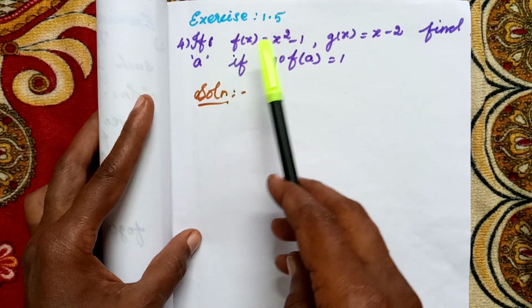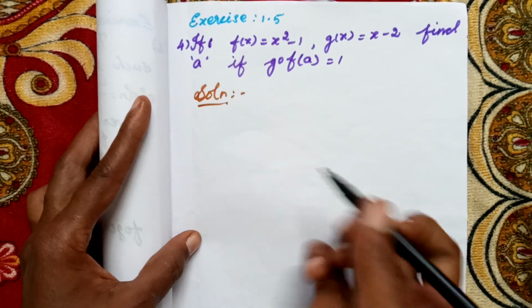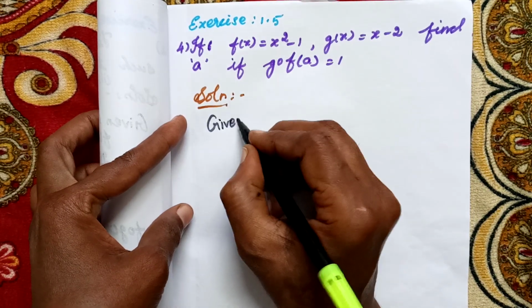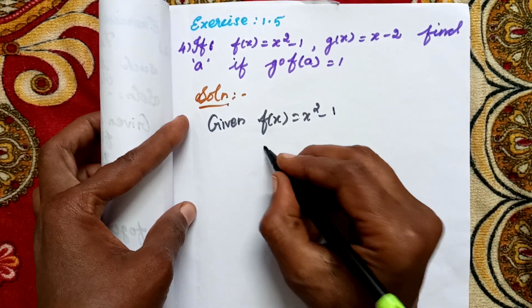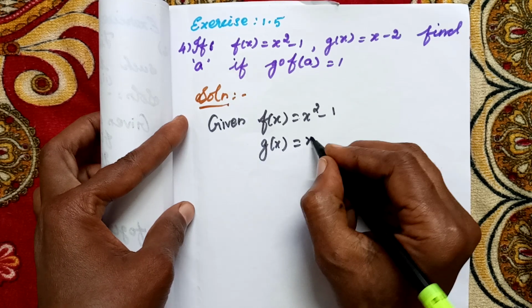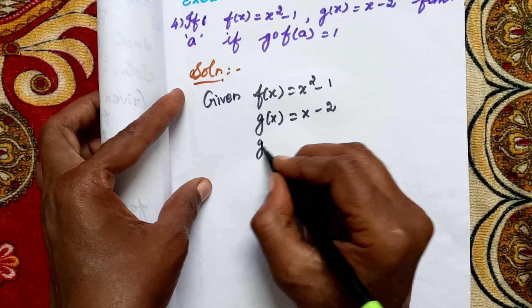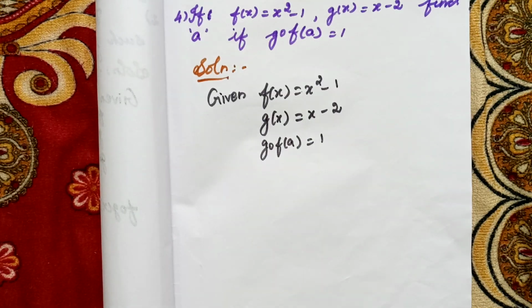Now, exercise 1.5, fourth problem. I am going to explain the fourth problem. If f of x is equal to x square minus 1, g of x is equal to x minus 2. What is given? G composite f of a is equal to 1. This is which model problem? Example 1.22. The same like that, somewhat different. Okay.